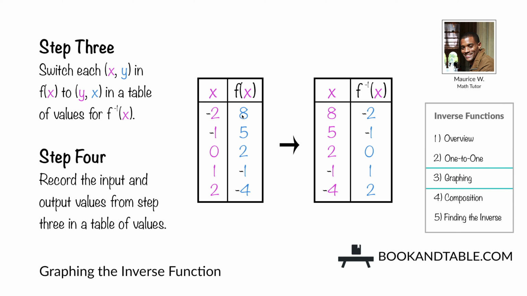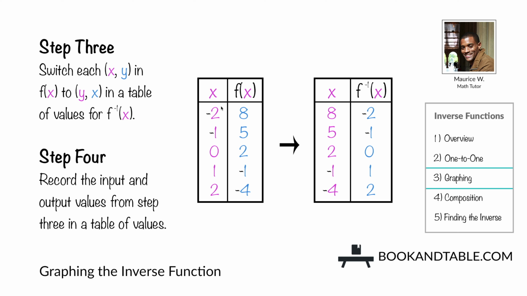So (-2, 8) becomes an x coordinate of 8 and a y coordinate of -2. (-1, 5) becomes (5, -1). (0, 2) becomes (2, 0). (1, -1) becomes (-1, 1). And (2, -4) becomes (-4, 2).